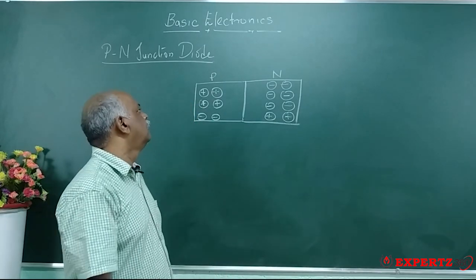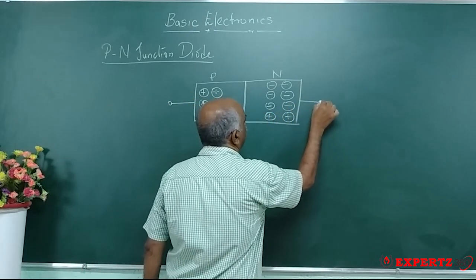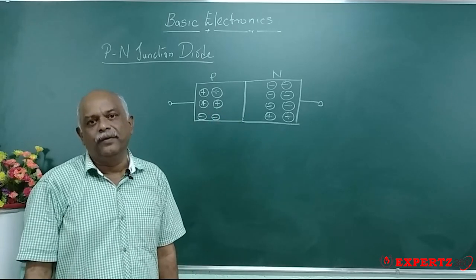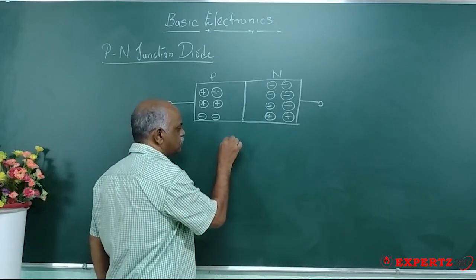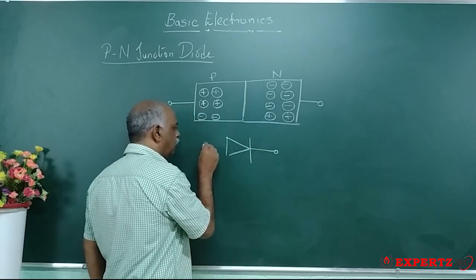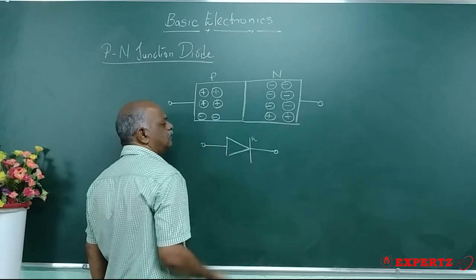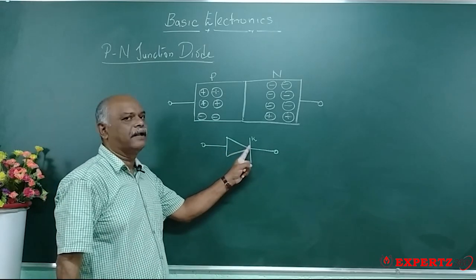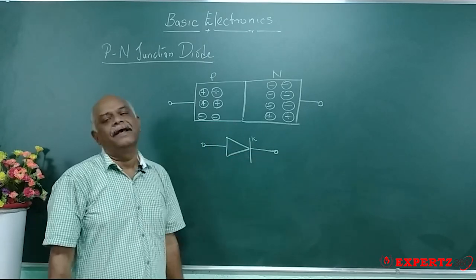Now, I'll take a terminal out from this, and another terminal out from this. This is what we call a PN junction diode. The simple structure is like this. This is the symbol of a p-n junction diode. I can put it as K, cathode, usually in some books you see that. So this is p-type and this is n-type. This is p, this is n. So this is the symbol of a diode.